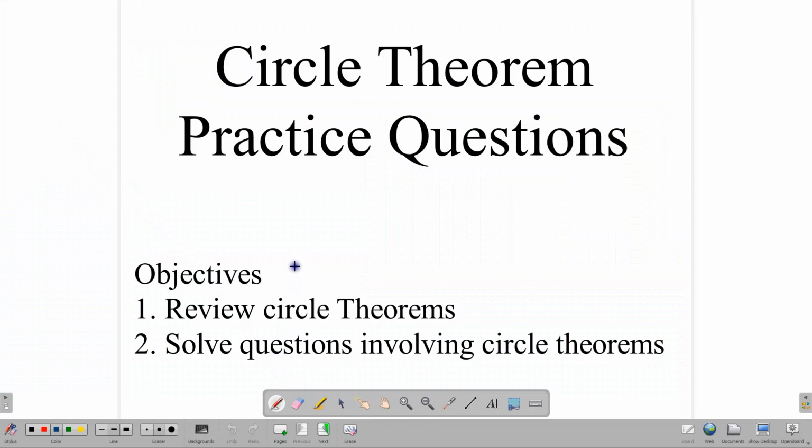We are looking at some practice questions today for circle theorem, and we just have two objectives. One is just to review circle theorems, we've done them before, and the other is to go through 4 questions from CXC that deal with circle theorem to give you an idea of how to go about answering these questions and to make sure that you have a little bit of practice going into the exam.